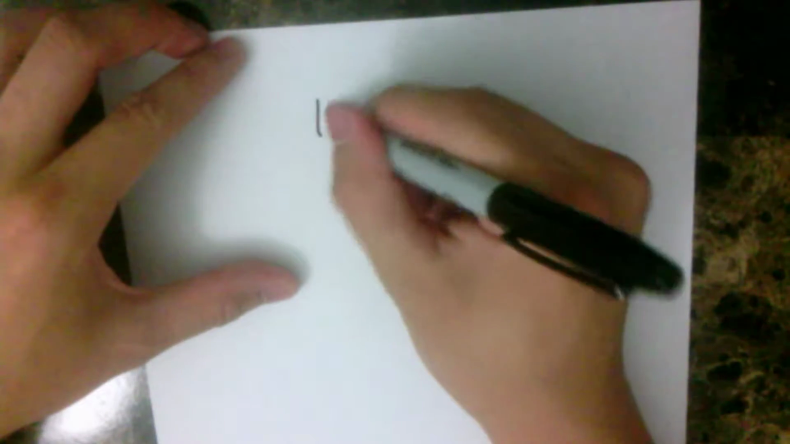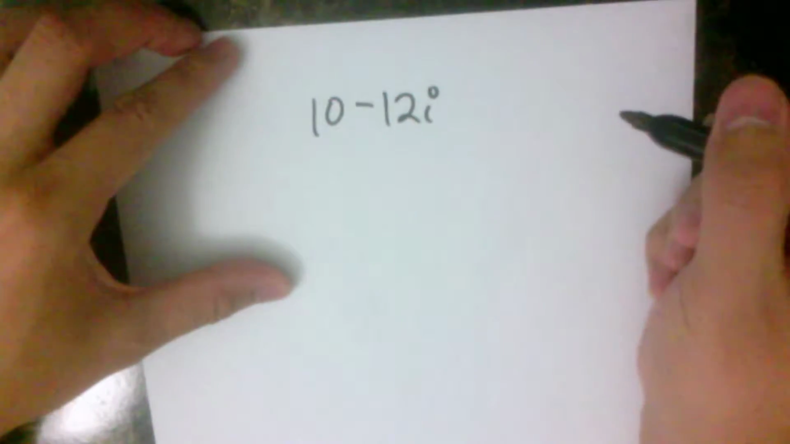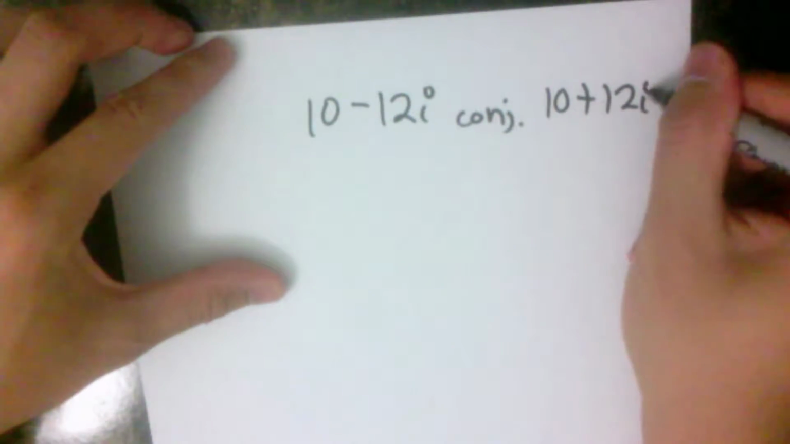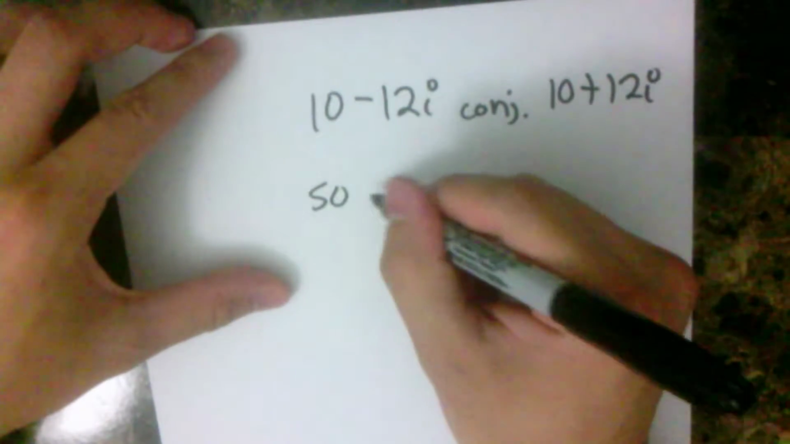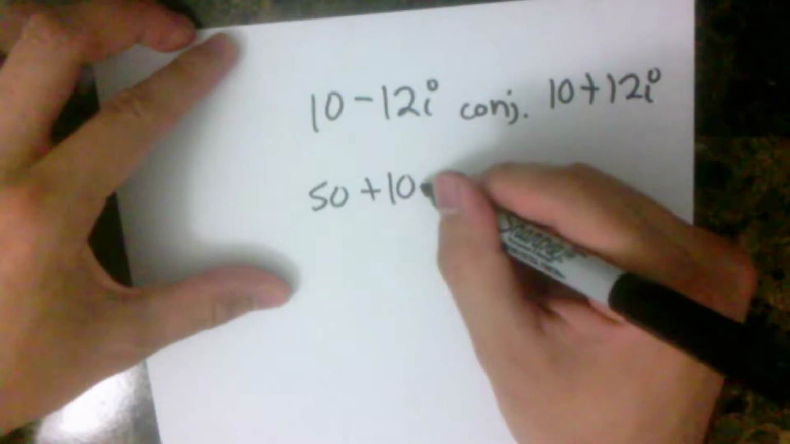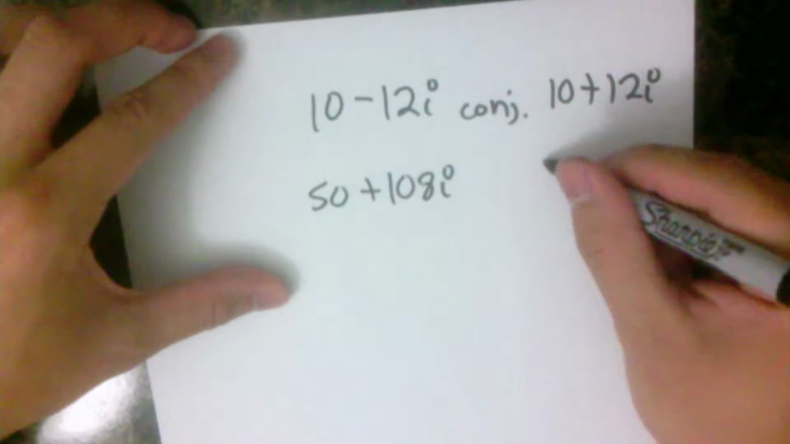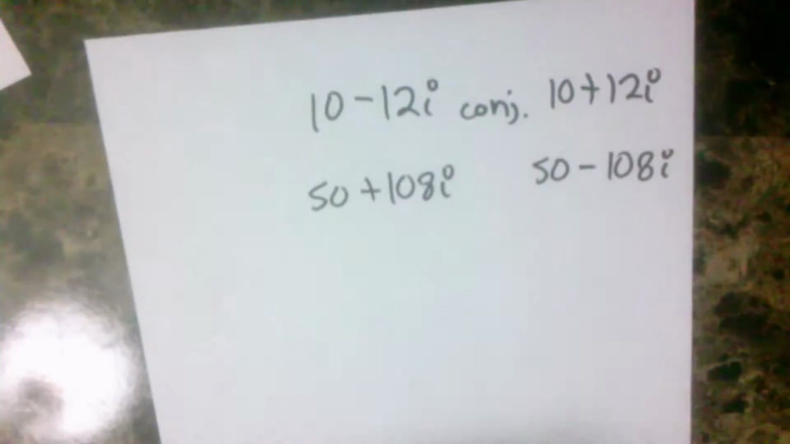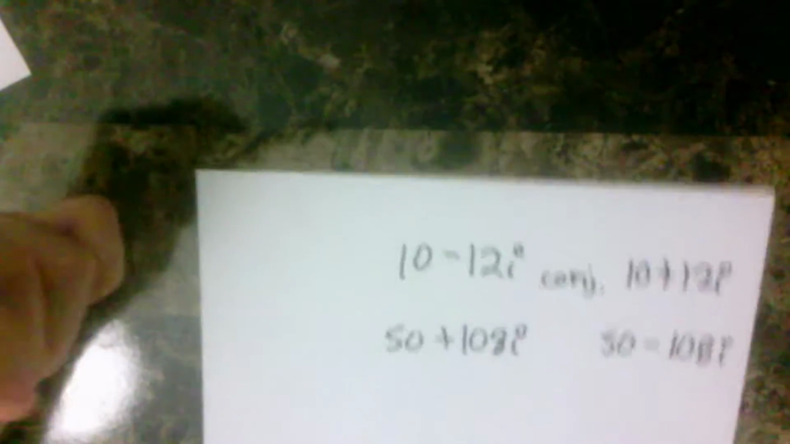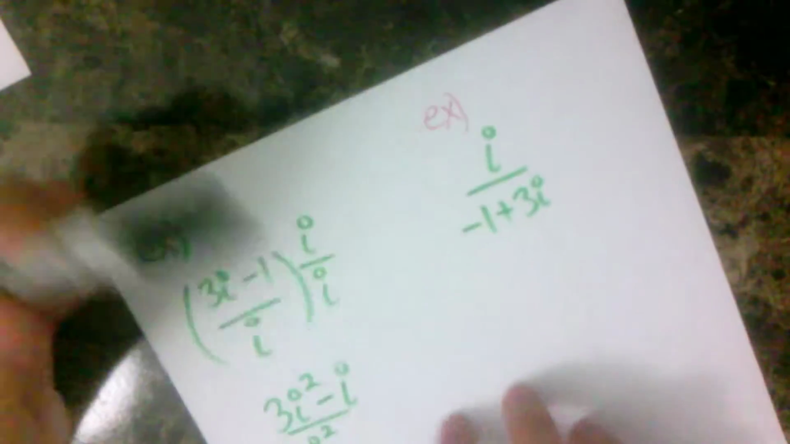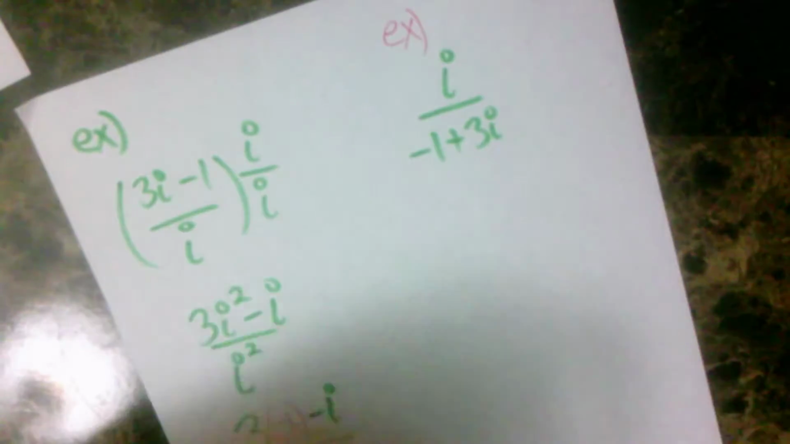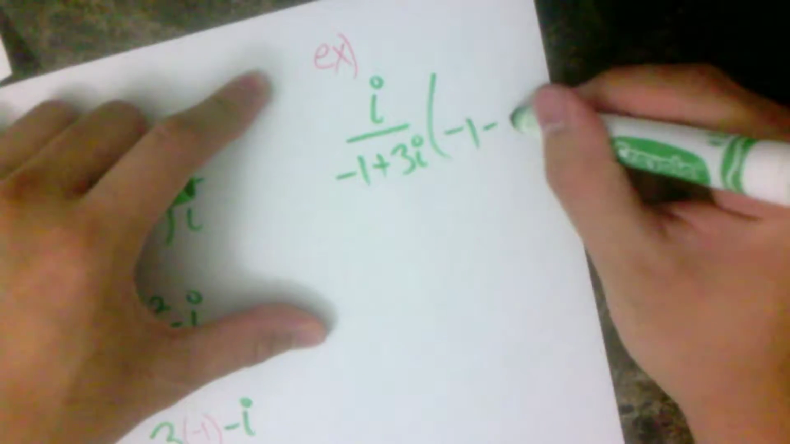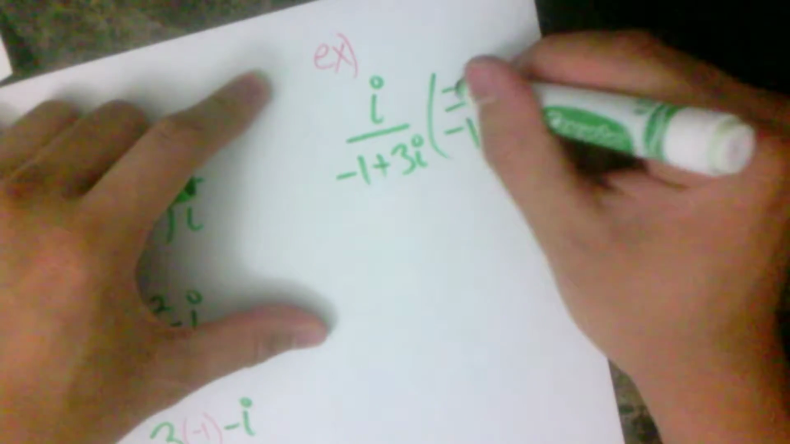So if you use something like 10 minus 12i, the conjugate is just going to be 10 plus 12i. If you have something like 50 plus 108i, the conjugate is just 50 minus 108i. So you'll notice that conjugates are never difficult to find. Okay? So don't worry too much about that. You just have to change that sign in the middle. Let's go ahead and change that sign here. So instead of negative 1 plus 3i, you're going to write negative 1 minus 3i. And what you're going to do is write it over itself.